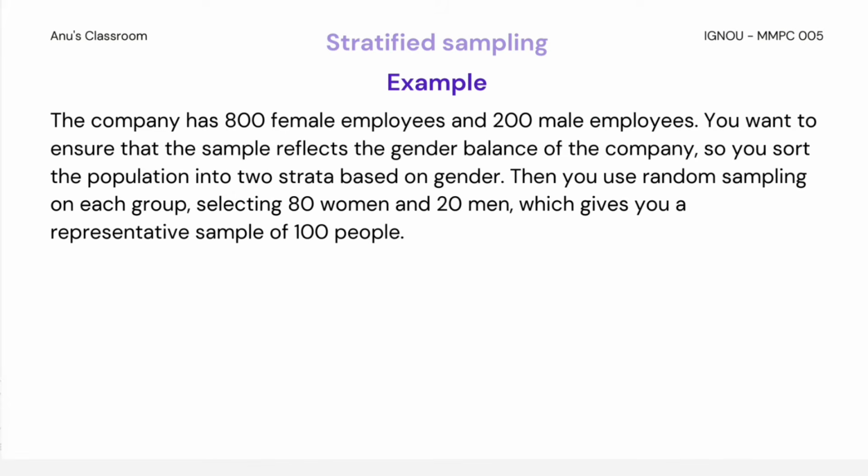So what you can do is divide your employee population into two based on gender. Okay, and then maybe you can select 80 women and 20 men, which will give you a representative sample of 100 people, rather than choosing 50-50. Since there is a ratio in the population, we should maintain that ratio in the sample also. Only then will we get a proper, or you can say meaningful, result. Otherwise our result will also get distorted.